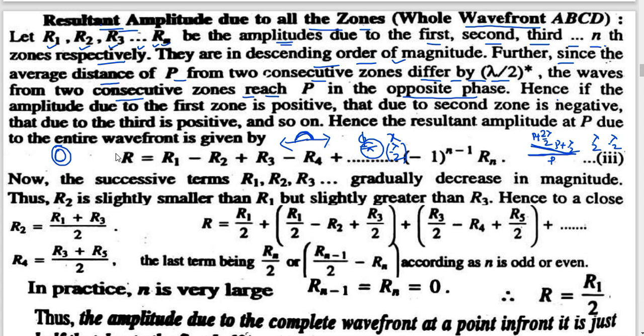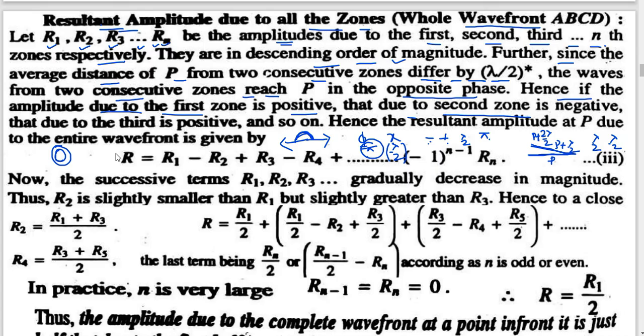Hence, if the amplitude due to the first zone is positive, that due to the second zone is negative. Why? If the first is positive, the second will be negative, because they have a difference of lambda by 2 in path and pi in phase. Pi means opposite to each other, so if one is positive, the other is negative.